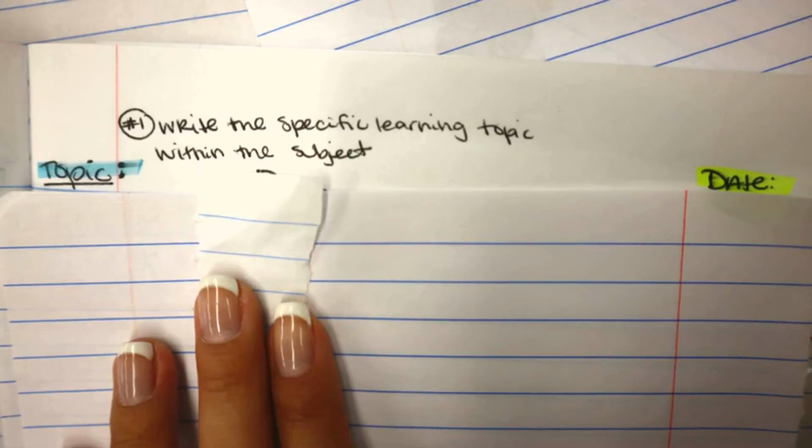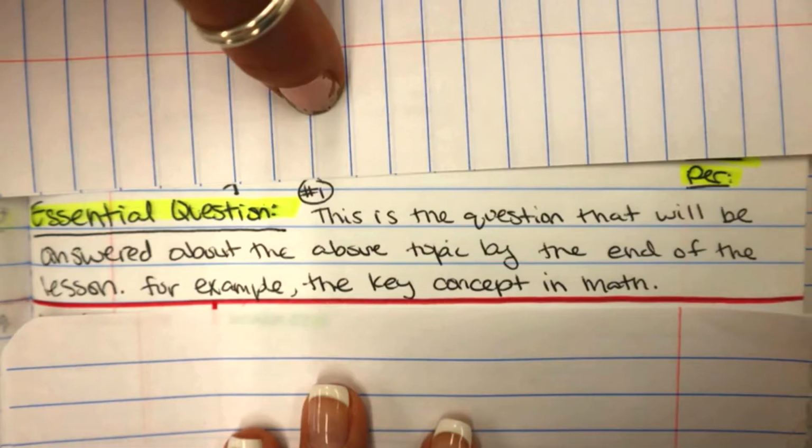Step 1. Write the specific learning topic within the subject. Essential question. This is the question that will be answered about the above topic by the end of the lesson. For example, this will be the key concept in math.